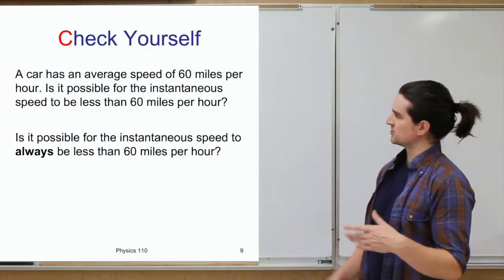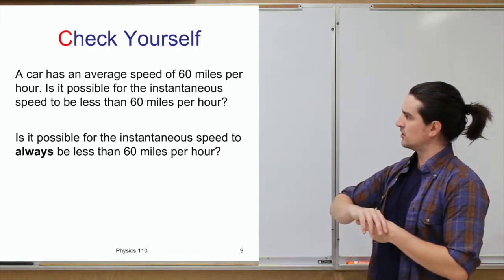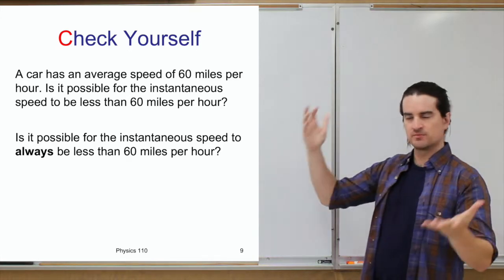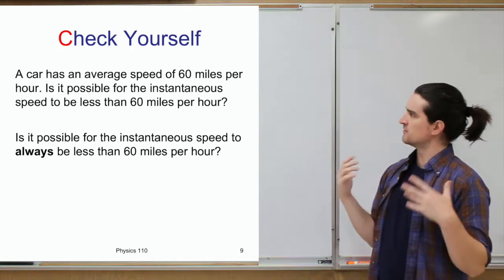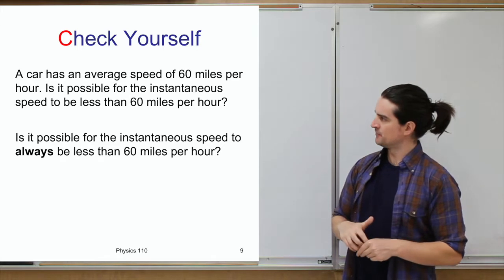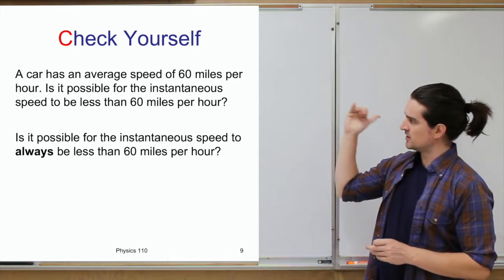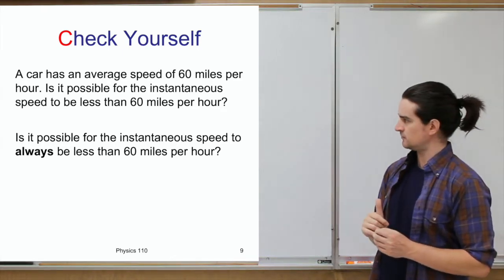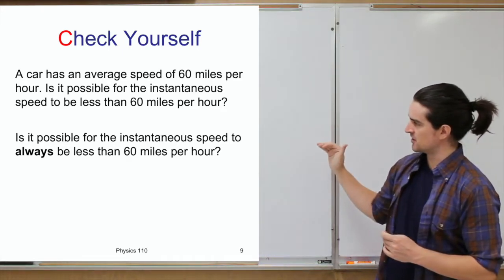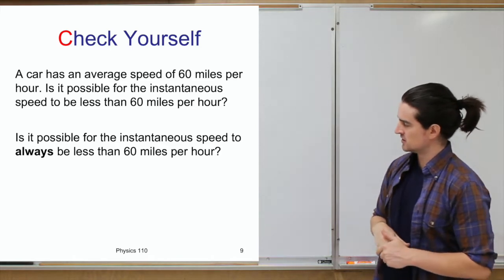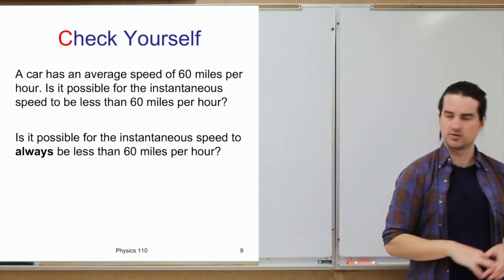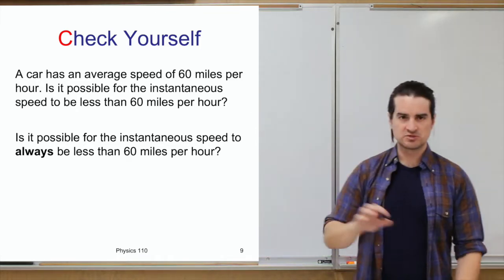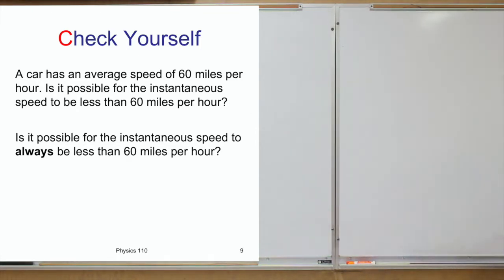All right, so another question then. Say your car has an average speed of 60 miles per hour. Is it possible for the instantaneous speed of your car to be less than 60 miles per hour? And then beyond that, is it possible for the instantaneous speed to always be less than 60 miles per hour? So go ahead and pause the video and think about it, write out an answer. It doesn't have to be long, just a couple words, yes, no, whatever you want.